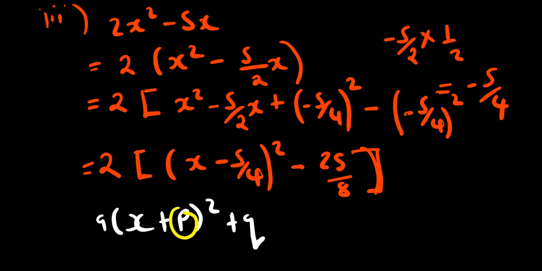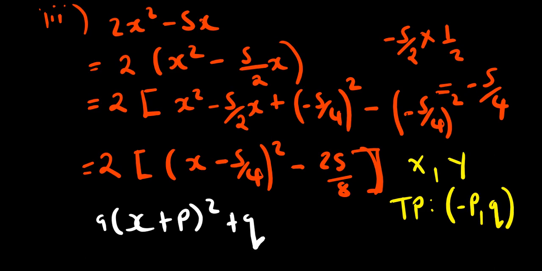Now the p in this case shows you the shift in the x direction, the value of x where it's going to be. Then your q is the constant. The constant will tell you the shift in the y direction. Where you have the shift in the x direction and the shift in the y direction, it will give you a point. That point is called the turning point. The way you find it, it will be negative p comma q. So that's how we're going to find the turning point. I just thought of mentioning that as we proceed. Let's look at the next question.